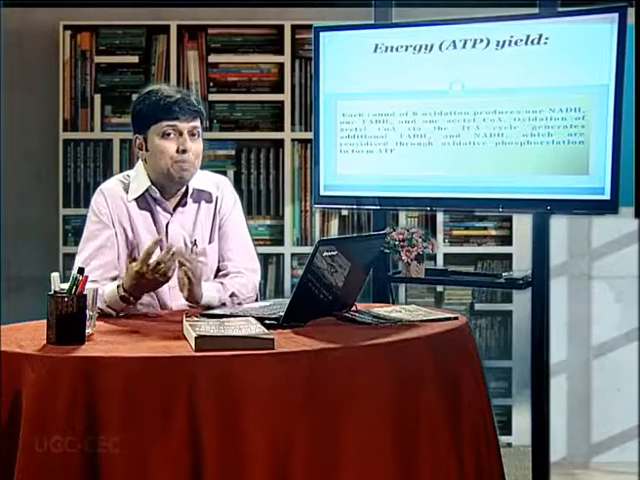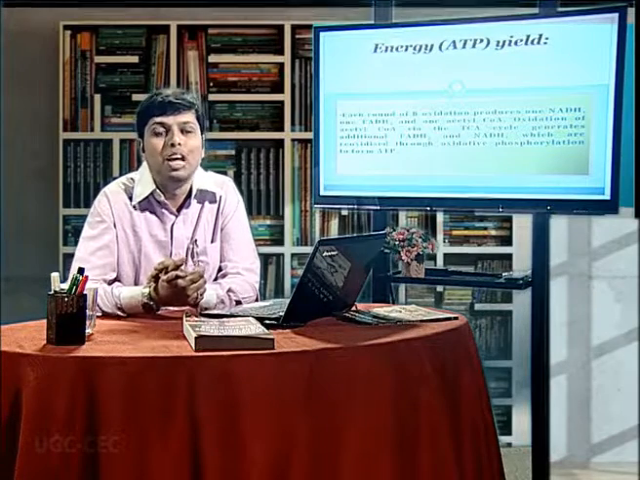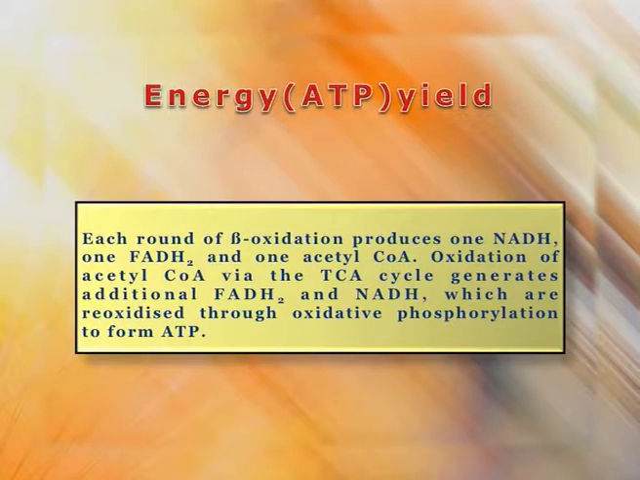Now, coming to the energy or the ATP yield from the beta oxidation of fatty acids, which is very important from our metabolism point of view, is that one round of beta oxidation actually produces one NADH, one FADH2 and one acetyl-CoA molecule. This acetyl-CoA will enter the citric acid cycle, and with the participations from ETC and oxidative phosphorylation, it will release more and more of NADH and FADH2, all of which will be converted to the energy equivalents of ATP at the end.